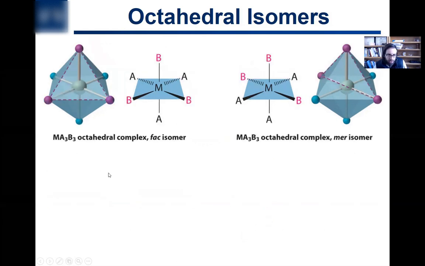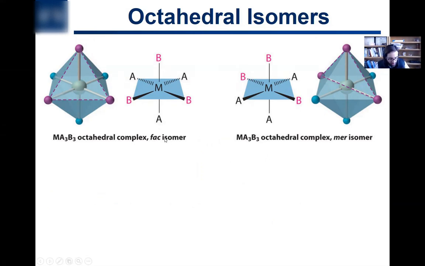You can keep going to different permutations here. What if you have 3 ligands of one type and 3 ligands of another type? We call that MA3B3. Those also, it turns out, have 2 different isomers. These are called the facial isomer, abbreviated FAC, and the meridional isomer, abbreviated MER. How does this work? Why are they named this way?